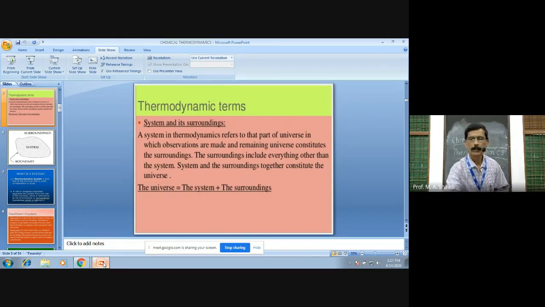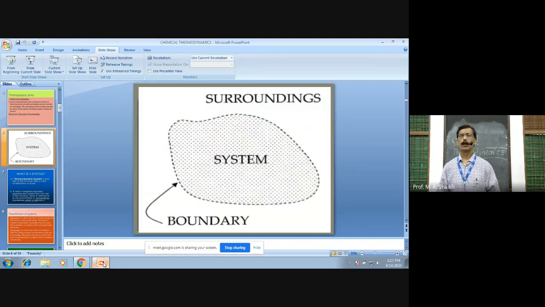Okay, now see the slide. On this slide, two parts of the universe are shown: system and surroundings. But see carefully, around the system there is one dotted line. That dotted line is shown as the boundary. So obviously, the question arises: what is a boundary? The answer is the real or imaginary wall between system and surroundings is called the boundary.